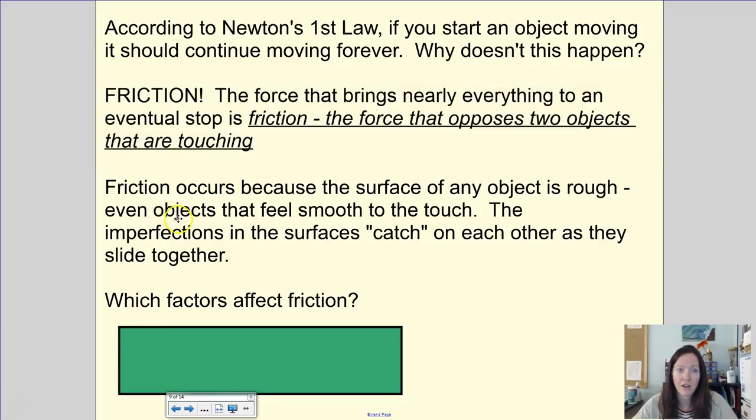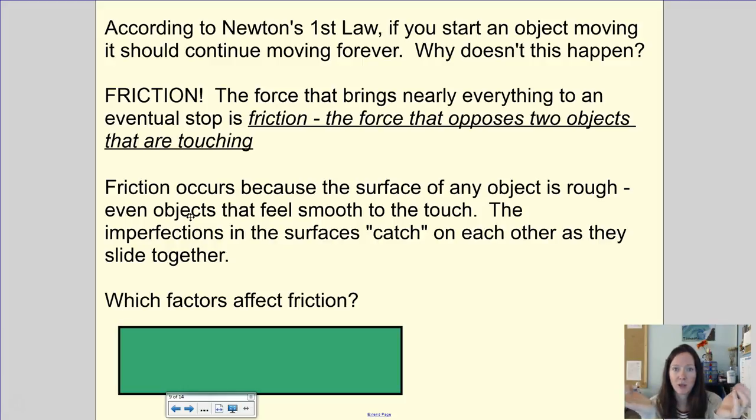Friction, make sure you write this down, is the force that acts between objects that are touching. They have to be touching. So two objects that are touching always have friction acting between them. Sometimes more than others, but they're always going to have friction acting between them. And friction always works in an opposite direction to motion. So if you're rolling the ball this way, friction is working this way. Always in an opposite direction.